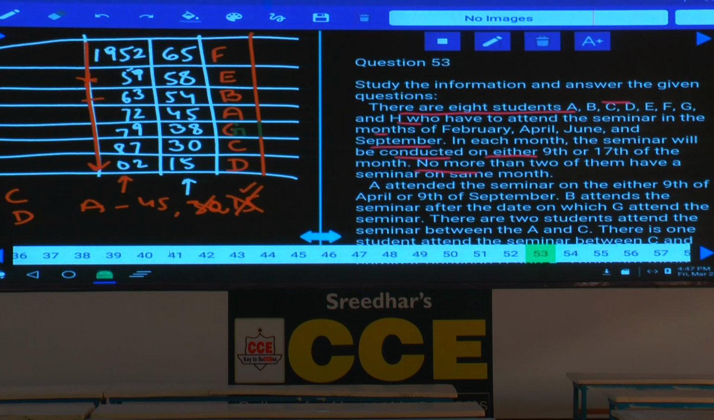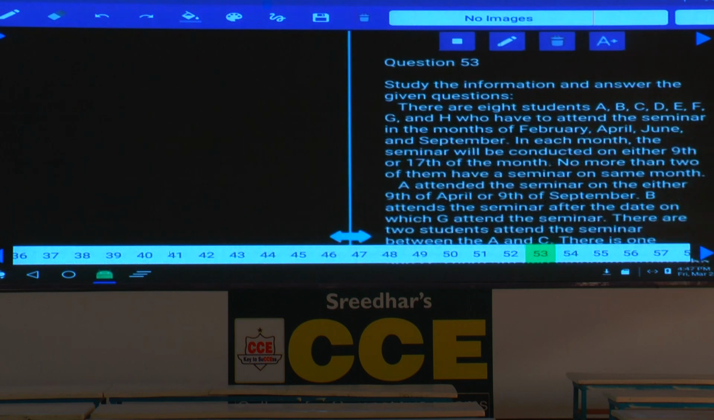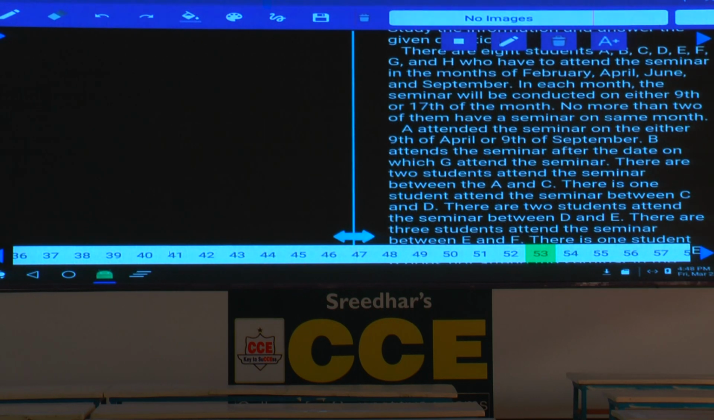There are 8 students, A, B, C, D, F, G and H, and they have to attend the seminar in the months of February, April, June and September. Now 4 months were given and 2 dates were given. Two days ago we had discussed the same type of puzzle, isn't it? Whenever months and dates were given. Now 8 persons were there and 4 months were given, isn't it?